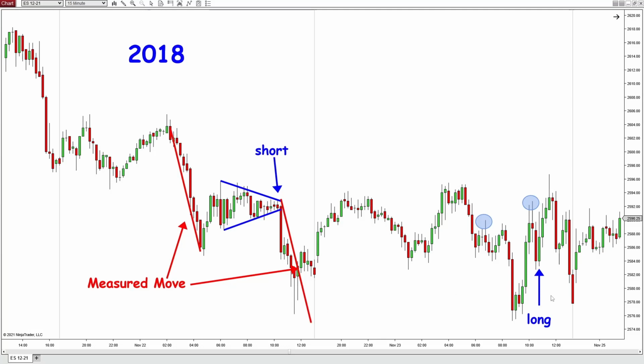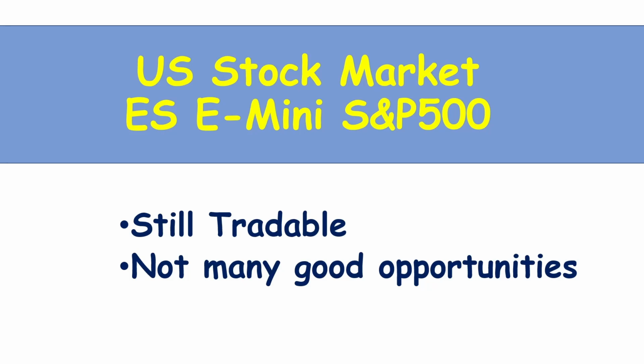On Black Friday, we can see it first goes down here and then reverses back. This high is higher than the previous minor high, so we should go long after the pullback. There's a good opportunity here when you go long. So the conclusion for the US stock market and the E-mini S&P 500 futures is that it's still tradable on some of the days, but there are not many good opportunities.